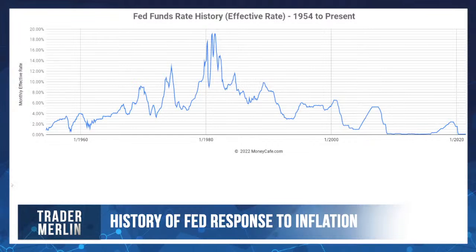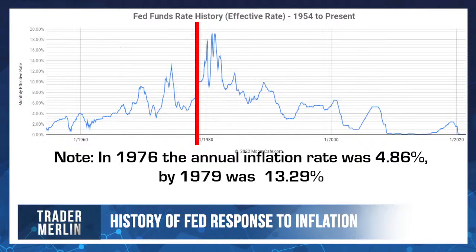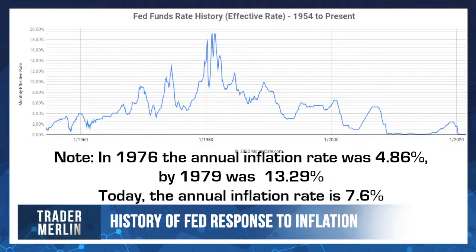And I showed you a chart here where if you go back, in 1976 the rate of inflation here in the U.S. was 4.86%. And at that point, the Fed funds rate was around 5%. Well, by 1979, inflation here in the U.S. was over 13.25%. We went from under 5% to over 13% in 3 years. Yeah. Well, guess what, folks? Inflation's already at 7.6.